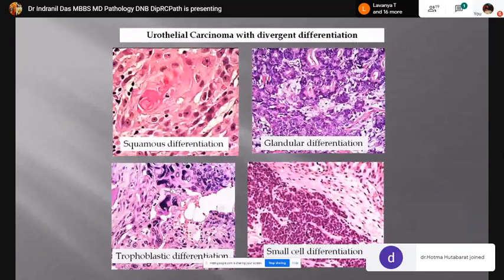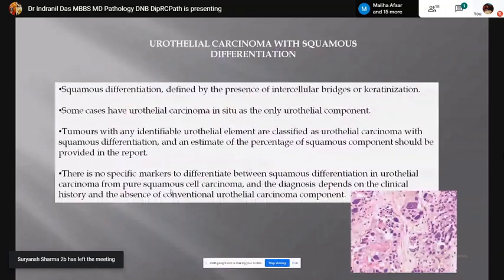Here we are showing urothelial carcinoma with divergent differentiation. First, we will discuss urothelial carcinoma with squamous differentiation. Squamous differentiation is defined by the presence of intercellular bridges. Some cases may have urothelial carcinoma in situ as the only urothelial component. The rest of the invasive component may consist of squamous cell-like morphology. A tumor with any identifiable urothelial element is classified as urothelial carcinoma with squamous differentiation.